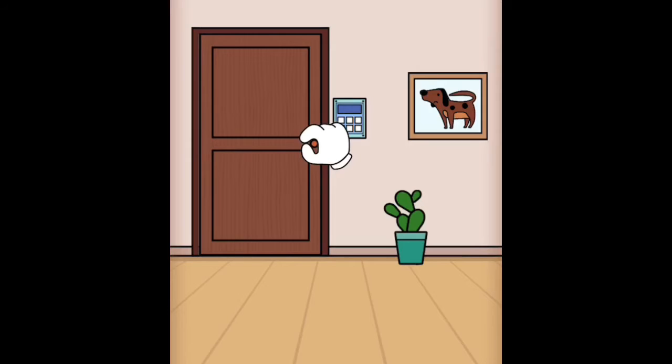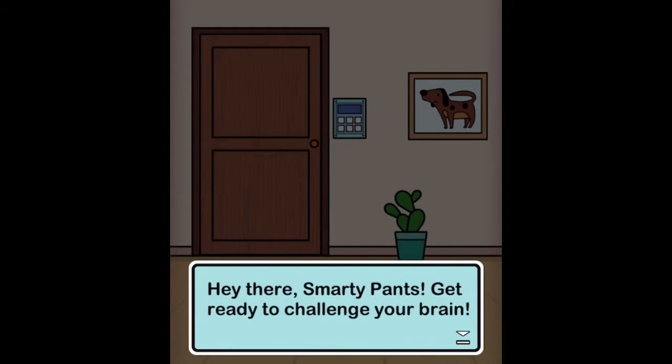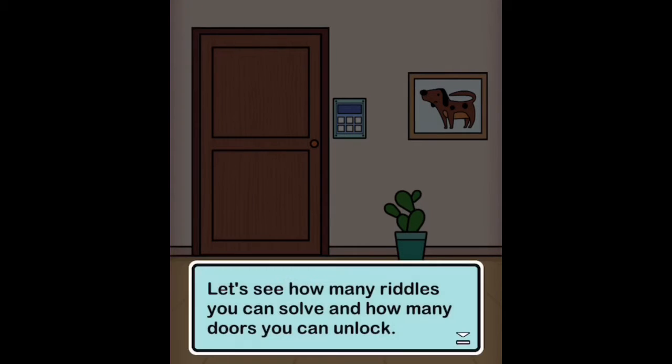Okay, so it's locked. Look at the puppy. Hey there, smarty pants. Get ready to challenge your brain. Let's see how many riddles you can solve and how many doors you can unlock.